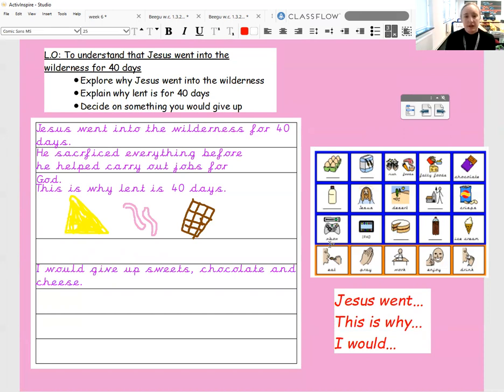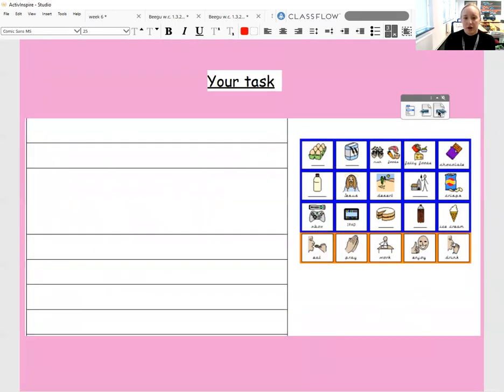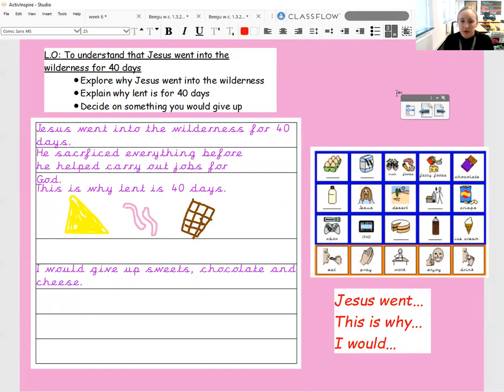Okay. So this is an example of the sheet that you might want to fill out. You don't have to do it in this way though. And you don't even have to do any writing if you don't want. You can have a little go at talking through this activity as well. And I've got lots of words and pictures here to give you a few ideas about what you might want to give up and what Jesus did and where he went. Okay? But the main 3 parts I want you to explore at home today, one of them is why Jesus went into the wilderness, why Lent is for 40 days, and tell me one thing that you would give up.